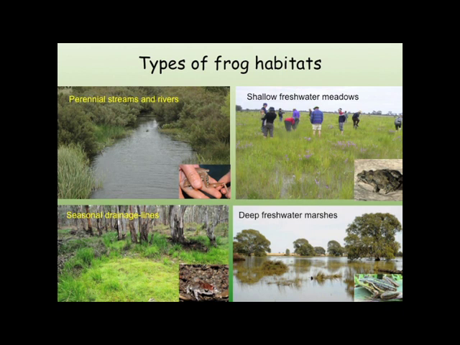Can people hear me when I turn? Is that okay? Yep. So we've got perennial streams and rivers. And that's mainly tree frogs, things like the rocky river frog Elaine mentioned before. The brown tree frogs are often in riparian areas.